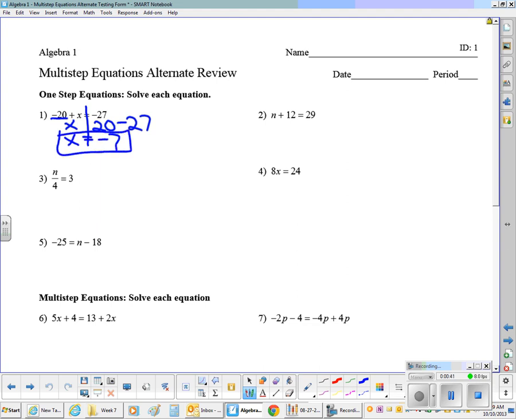Okay? This first section here, one-step equations, is one of the first things you guys were expected to do when we started solving equations. All right, number 2. Same process. It has addition and subtraction in it. So we're going to use cross line, change the sign. And the 12 goes to the other side and becomes negative 12.